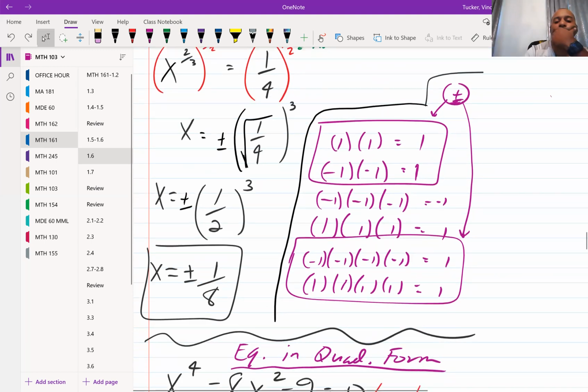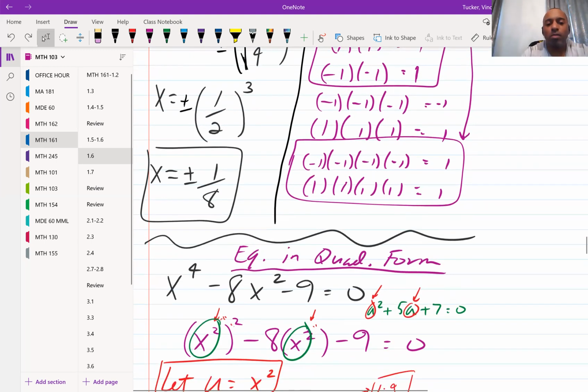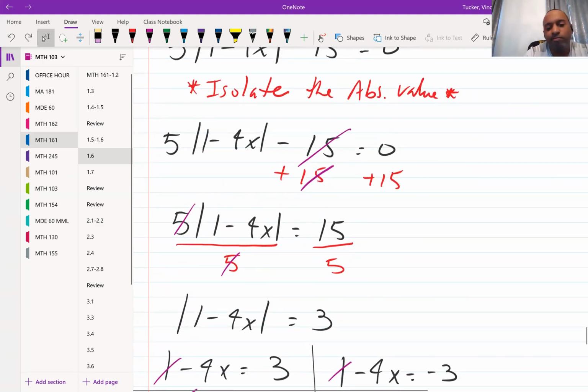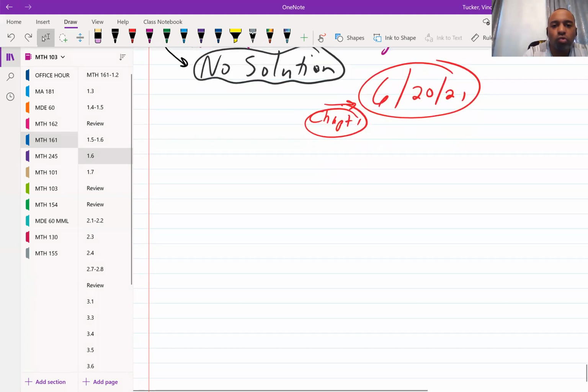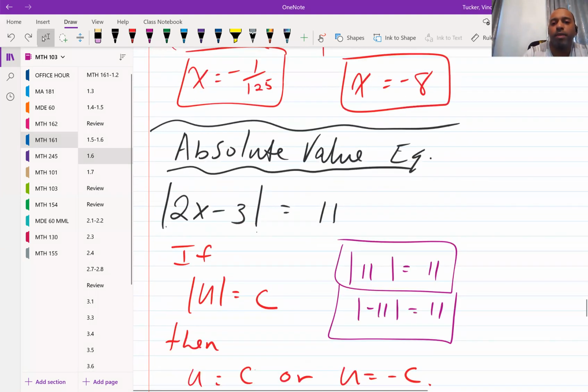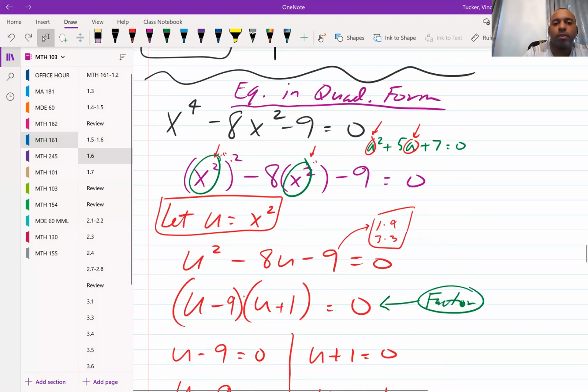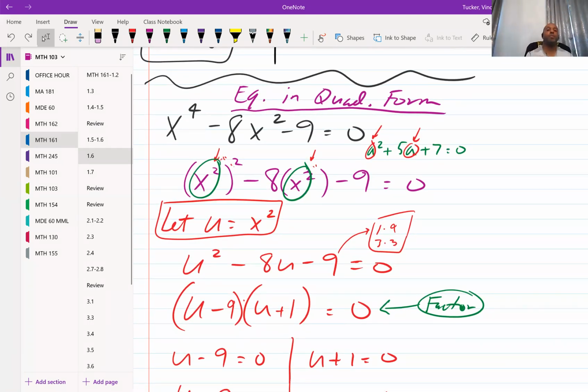All right. Got this one. I think this is the absolute value. We may finish, may not. We'll see. All right. So let's look at, here we go, equations in quadratic form.